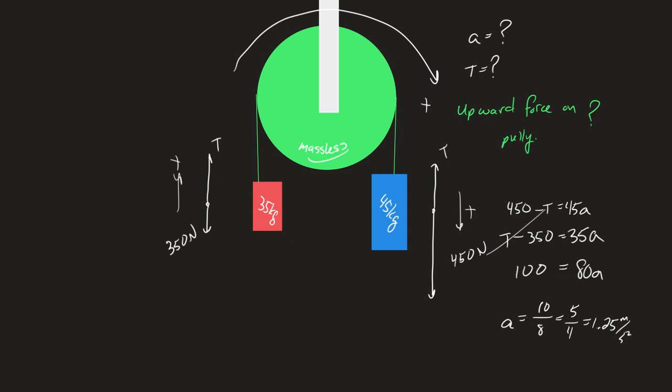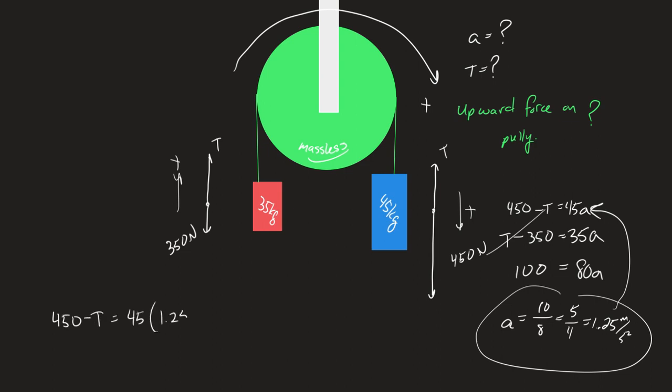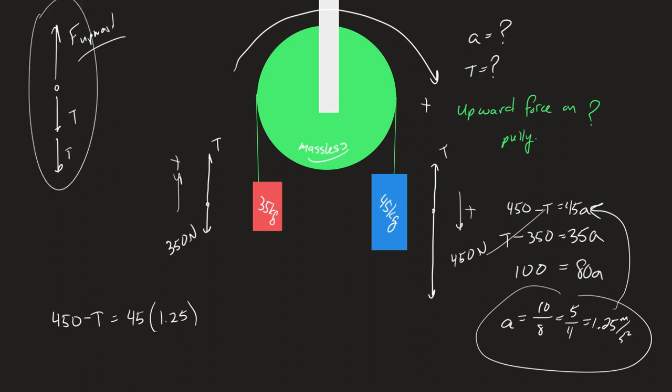Doesn't matter which one of these you choose, but you can take this acceleration and plug it into any one of the functions. So I would plug it in, say right here, and you can solve T from there. Does that make sense? So let me just grab that one. I'll get 450 minus T equals 45 times 1.25. And the upward force: the pulley is experiencing tensions down, two of them. So some upward force from the ceiling has to balance them, so it has to be the same. That's how you get that, from the two tensions together. Third law.